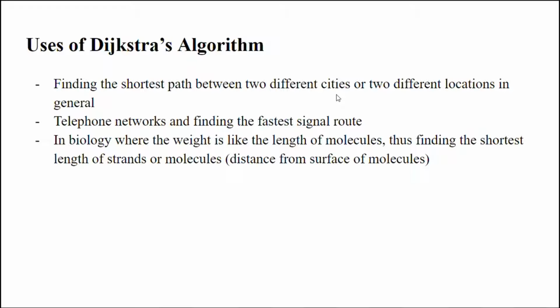And some of Dijkstra's algorithm uses can be to find the shortest path between two cities or two different locations in general, like in Google Maps, or with telephone networks and finding the fastest signal route, or even in biology, where the weight is like the length of a molecule, and then you can find the shortest length or strand of molecules, or you could even find the distances between surfaces of molecules. There's a lot of uses for Dijkstra's algorithm. But first, here is an example.